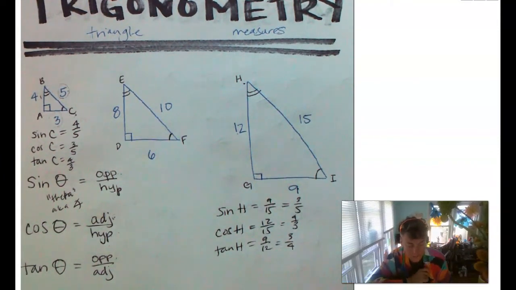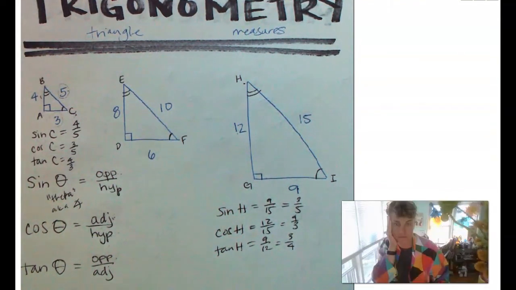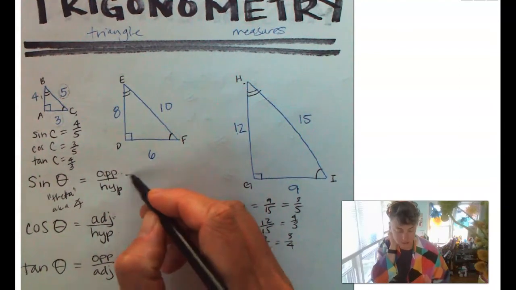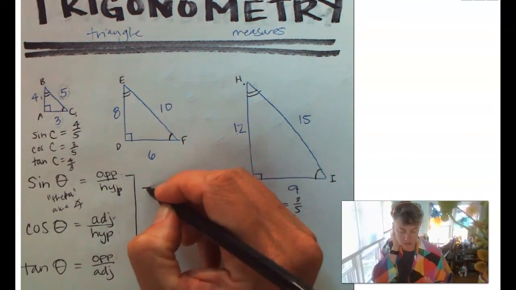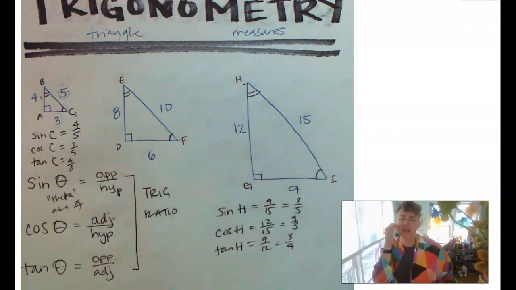Cool. All right. So these, again, are called our trig ratios. And there is a mnemonic device to help you remember this.